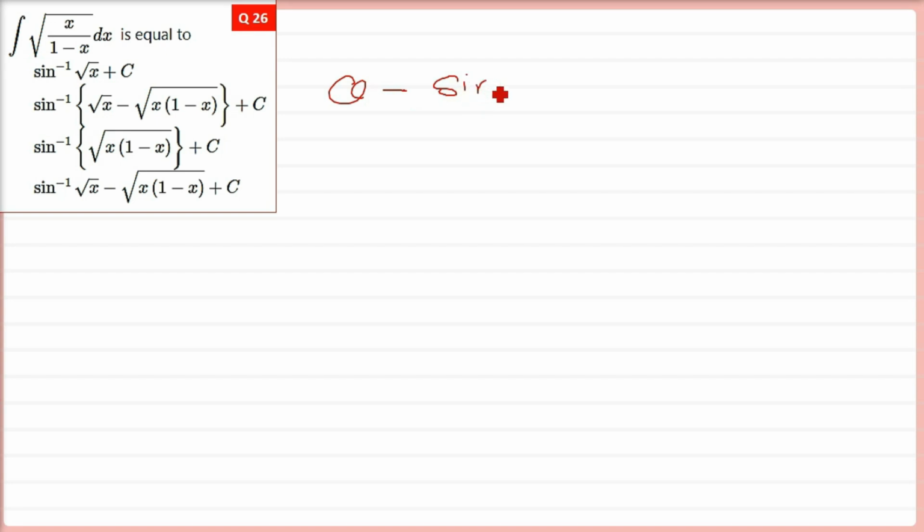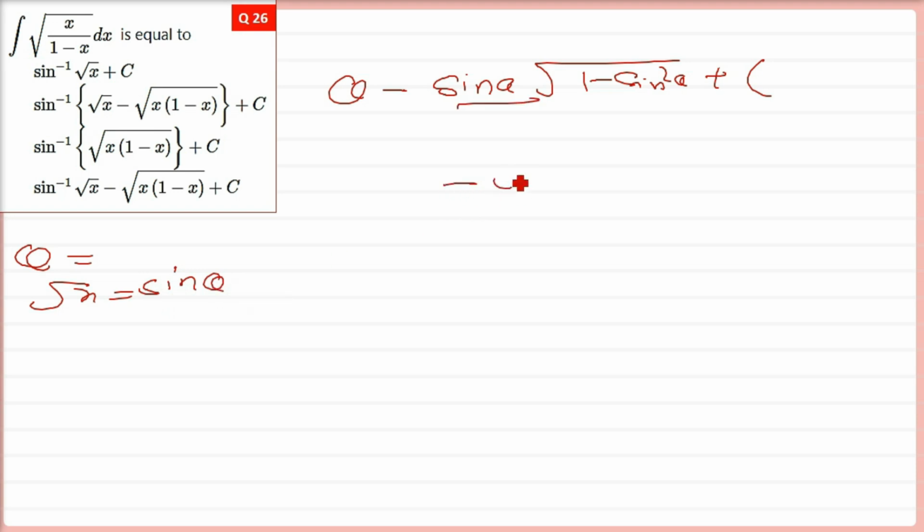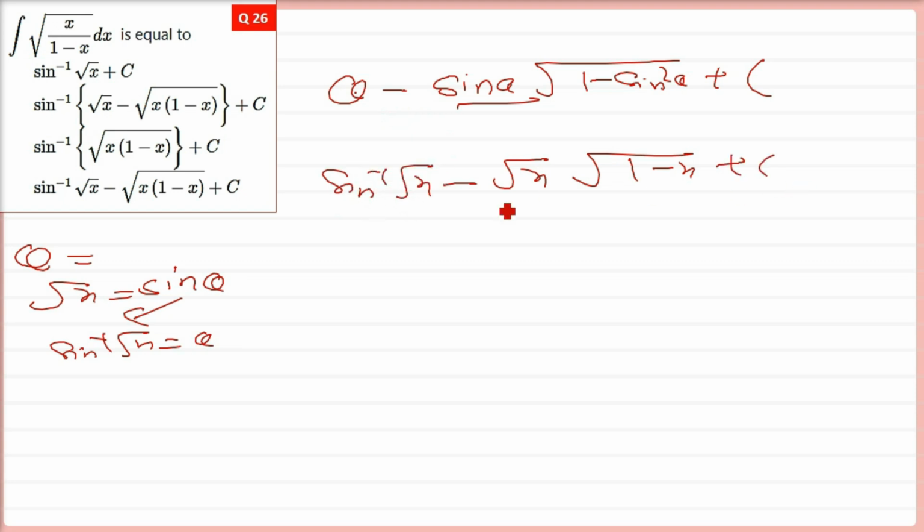Theta minus sine theta, and in place of cos theta I am writing under root 1 minus sine square theta, plus constant of integration. Theta initially, because root x was taken as sine theta, so theta will be equal to sine inverse root x. Sine theta is root x, and 1 minus sine square theta is under root 1 minus x. So theta is sine inverse root x plus constant of integration.